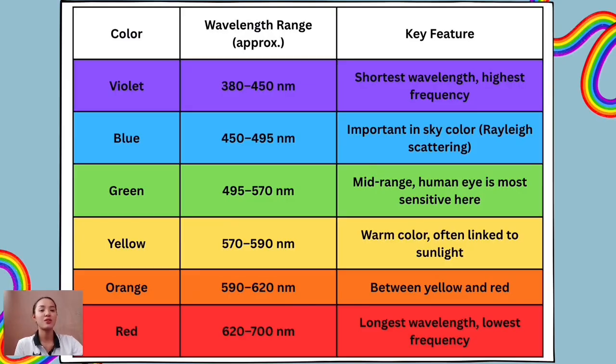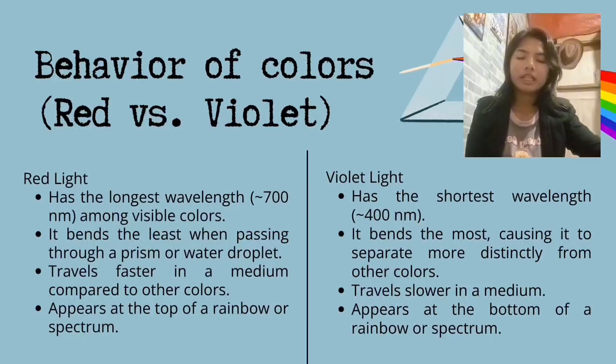Dispersion helps us connect natural beauty with scientific understanding, from the rainbow across the sky to the light pulses transmitting information across the globe. It is a reminder that light is something that we often take for granted and is full of mystery and scientific elegance. Now, let's talk about the behavior of colors, specifically red and violet.